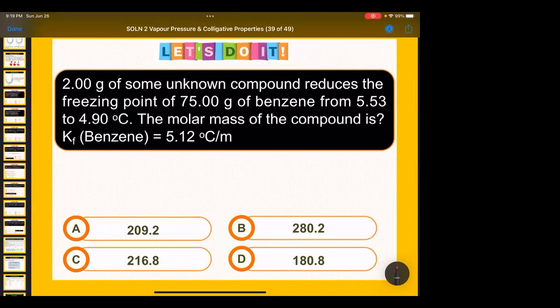Sir, send the answers. How much is the answer? Sir, C. Okay, molar mass. Samira, what are you getting?